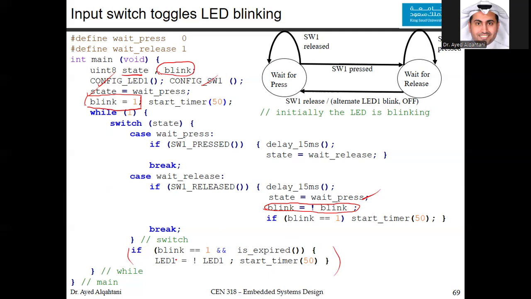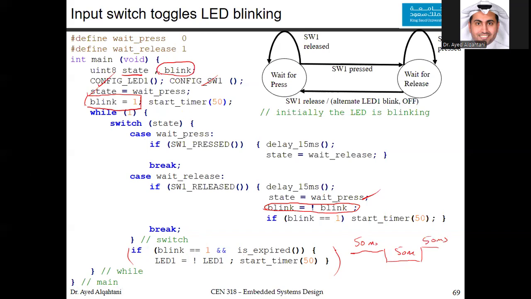Now it has two conditions. If you are blinking and it is expired, the time is expired, then you toggle the LED and then you start the timer again. So let's say you were blinking. It was at the beginning blinking, meaning that you will have 1 for 50 milliseconds. Is it expired? Yes. Then it becomes 0. Is it expired? Going back again. Is it expired? Yes. It goes again. So it expires only if you pass 50 milliseconds. 50 milliseconds. And so on.